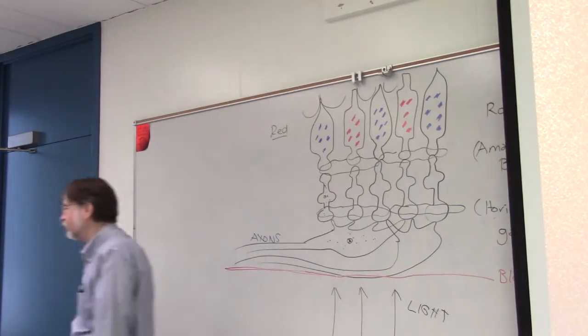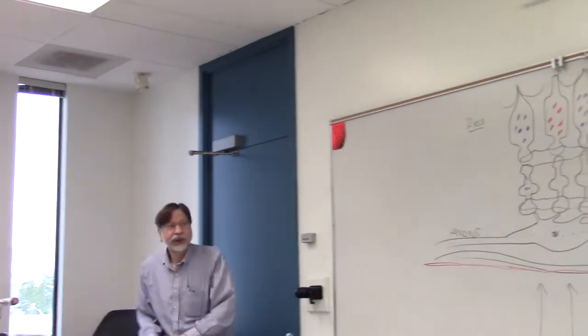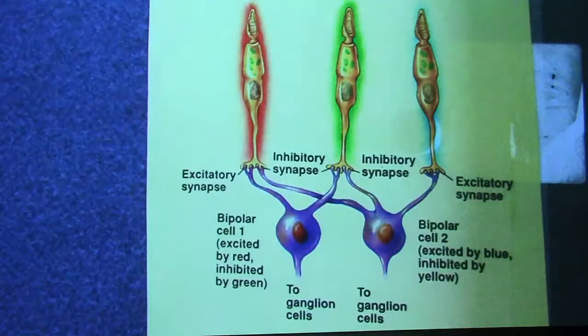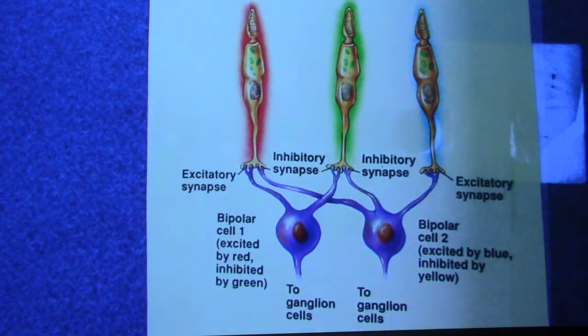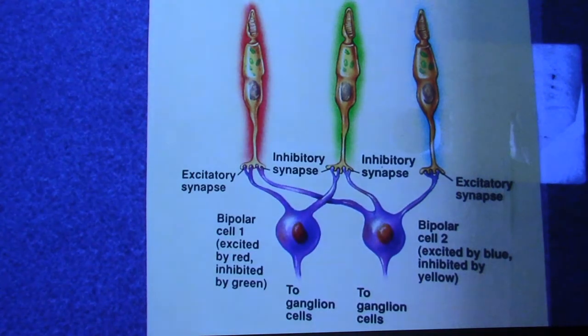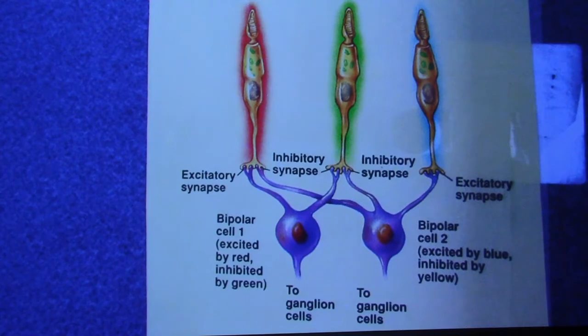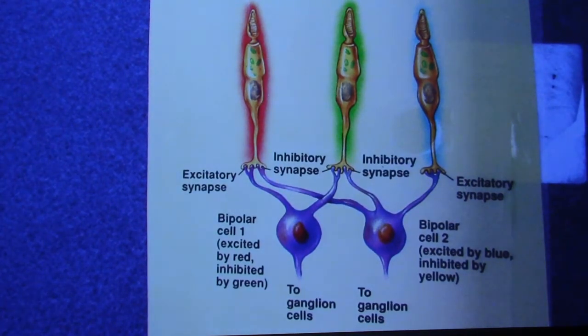So now let's look at the opponent process theory of color perception. Let me turn off the, and we'll see what's the, actually I'm going to go ahead and do that one too. This one.